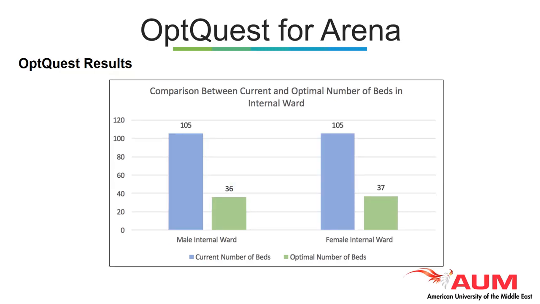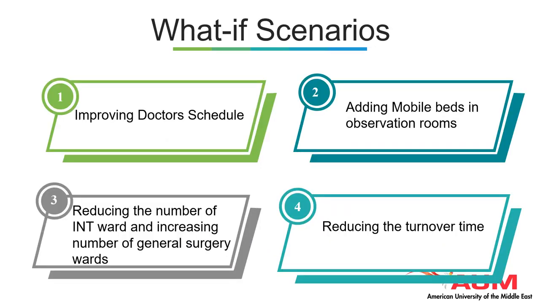As opposed to this, we recommend to decrease the number of beds in male internal wards to 36 and decrease the female internal beds to 37. Then, after finding the OptiQuest results, we came up with 4 possible scenarios as shown in this slide.